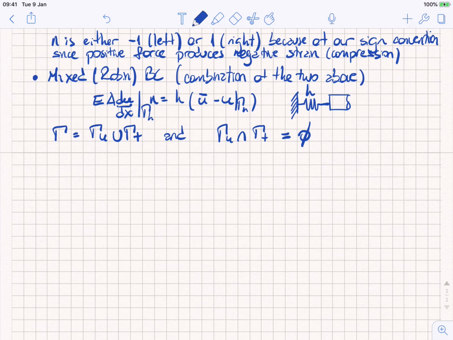So if we are prescribing only Dirichlet boundary conditions, say we want to prescribe the left end with 1 centimeter displacement and on the right end with 3 centimeter displacement, we are only prescribing Dirichlet boundary conditions, in which, in our case, gamma U becomes both ends, and this is called a pure Dirichlet problem. Okay, you could apply both Neumann boundary conditions only, in which case you have a pure Neumann problem. Okay, and the same holds for the last boundary condition.